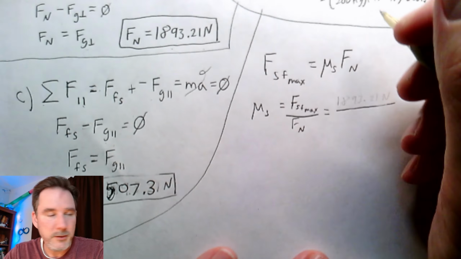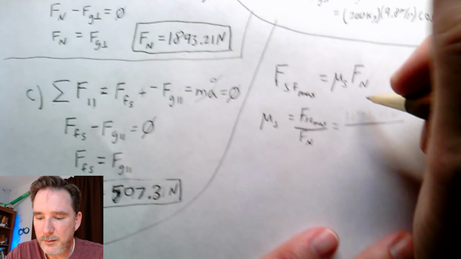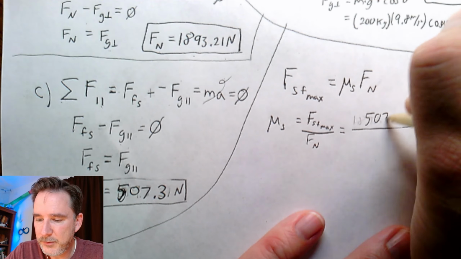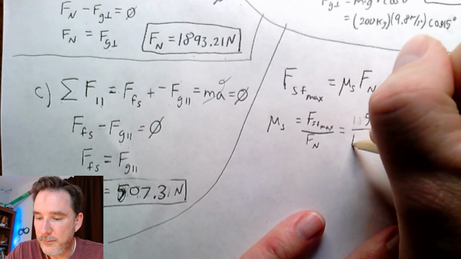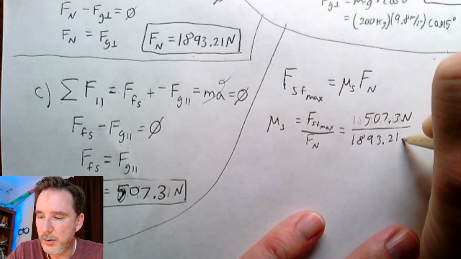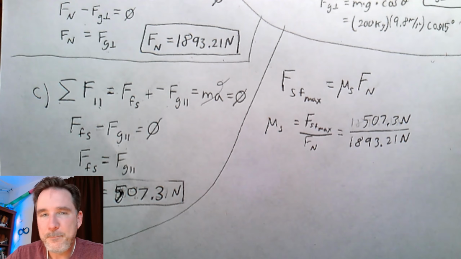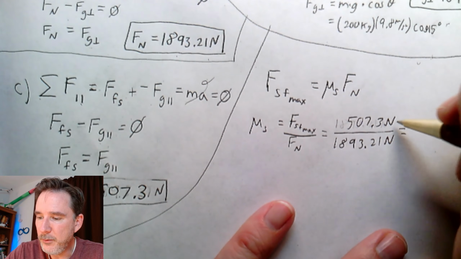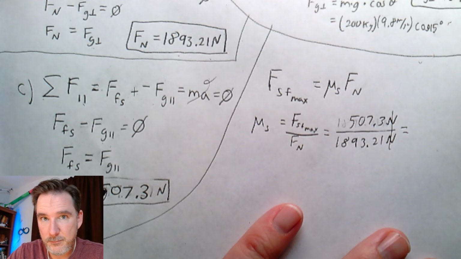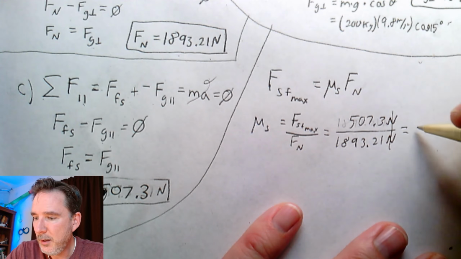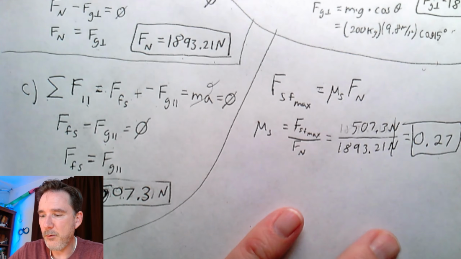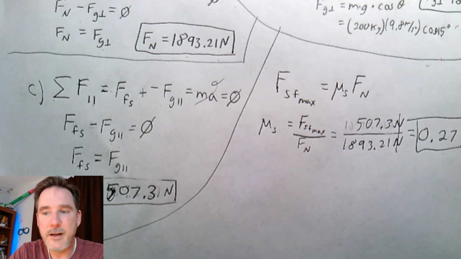Okay, so that didn't sound right. So watch out for little red flags popping up like that. So 507.3 newtons divided by, now this is where the 1,893.21 newtons comes in. When we do the math there, the newtons cancel out, and we're going to be left with a ratio essentially, and it'll be about 0.27. Okay, that would be our coefficient of static friction here.